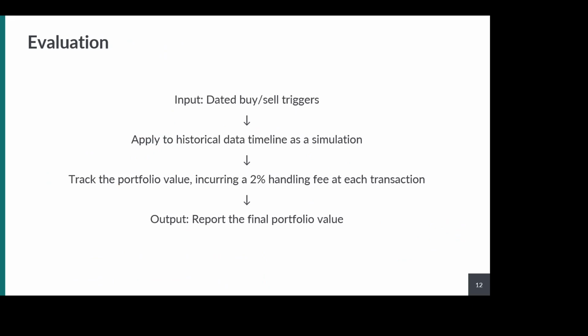The evaluation of those parameters is fairly straightforward. We take as input those dated buy and sell triggers. We apply them to a historical data timeline as a simulation. So this would be the OHLC data. We then track the portfolio value, incurring a 2% handling fee at each transaction. So that's a 2% loss at either a buy or a sell. And then we output the final portfolio value that is generated. And this becomes the fitness function that we are trying to optimize through our evolutionary strategy.